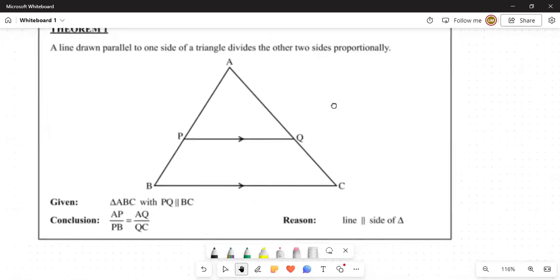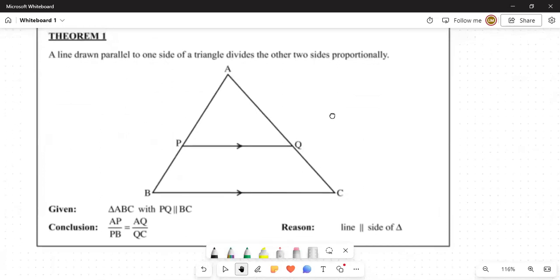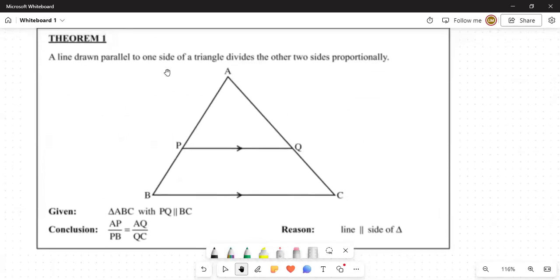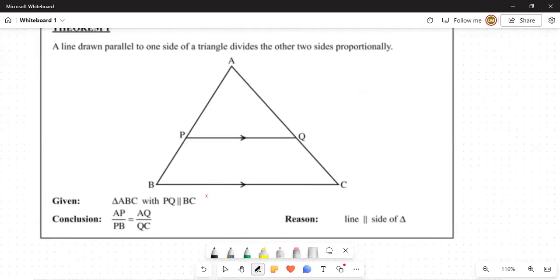Okay, so in grade 12 now, we learn new rules. The first rule is that a line drawn parallel to one side of a triangle divides the other two sides proportionally, right? What does that mean? It means that then AP over PB is equal to AQ over QC. And the opposite is true.